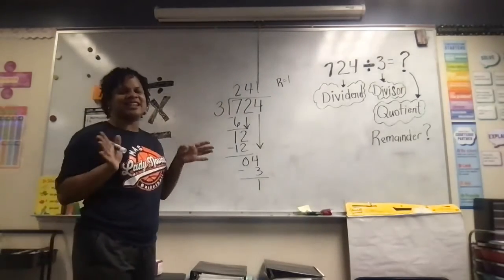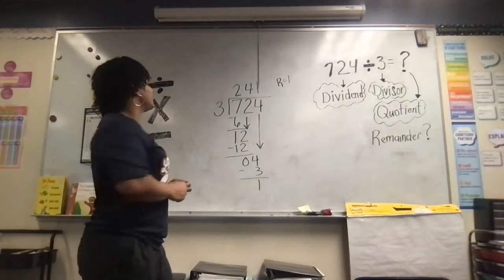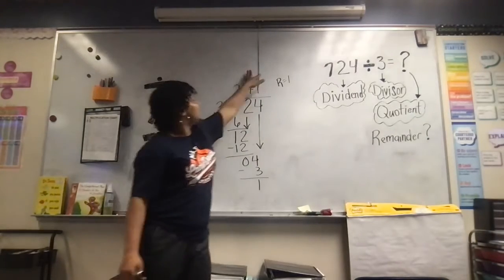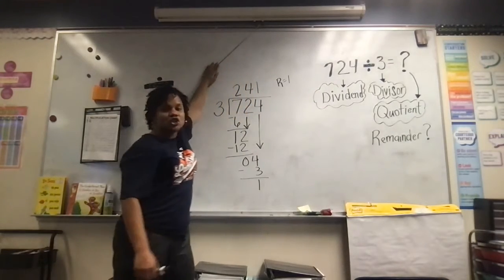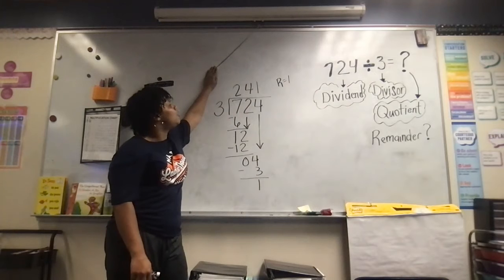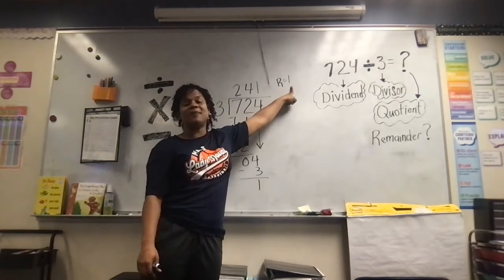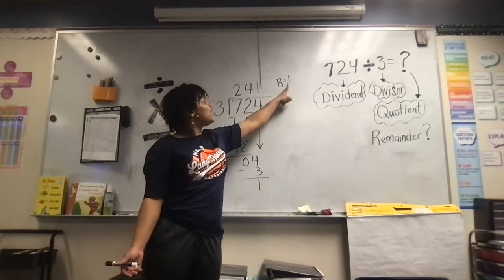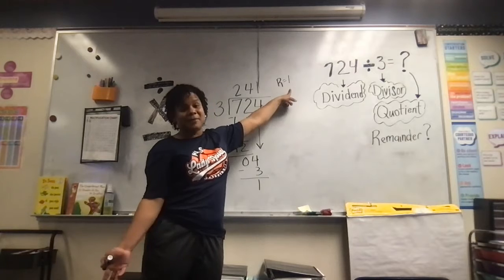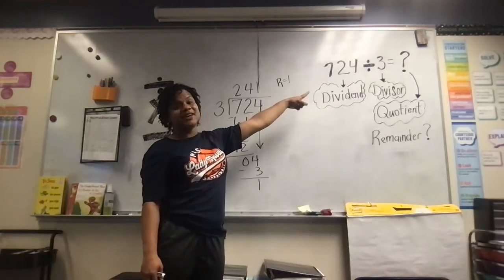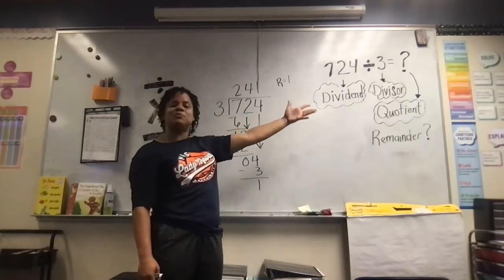All right, let's break this down just a little bit because that went a little bit fast. Our answer, our quotient, is 241 here, and we ended up having one remainder. How do we know that remainder is correct? It's less than 3, less than our divisor, so that's probably right.